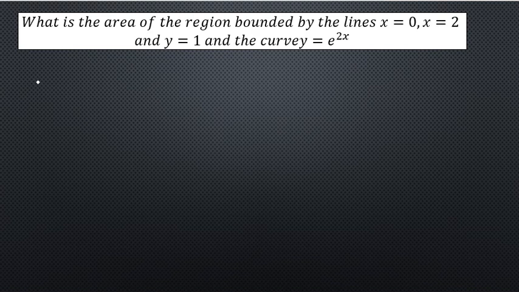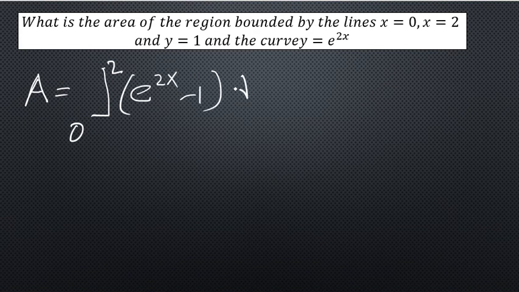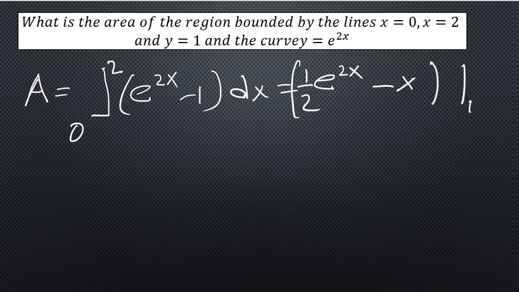So the area of the region will be the integral from 0 to 2, because the evaluation is already there, then e to the power of 2x minus 1 dx. This is the beginning. Then when you integrate, e to the power of 2x will be e to the power of 2x as it is, times 1 over 2, because the coefficient of the exponent comes here too, minus x, because the integral of 1 is just x. Then the evaluation for each of them will be from 0 to 2.